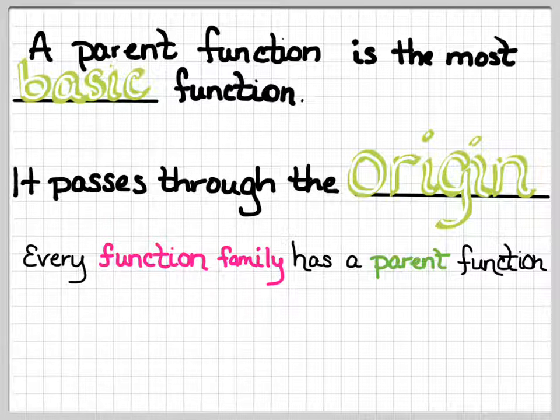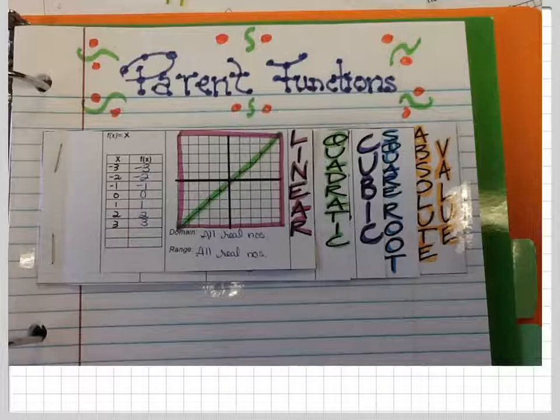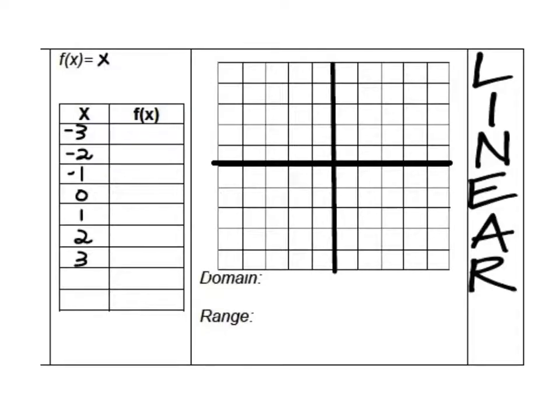So we're going to take a look at 5 different families, and we're going to start out with this foldable. As you see, you need to adhere it into your notes, and we're going to complete each section. We're going to start with the line family. The shape of a line is pretty easy, but what makes this the parent function is that it's the simplest function. The degree of this function is 1 because the exponent on that x is 1, so it's called a first degree equation.